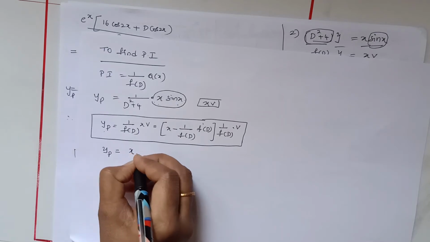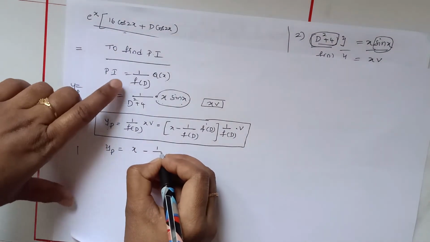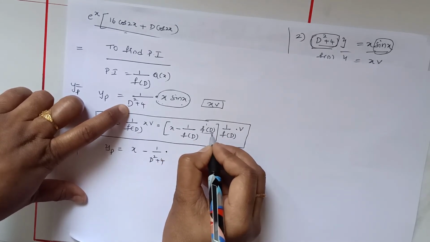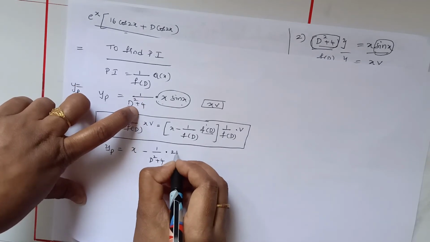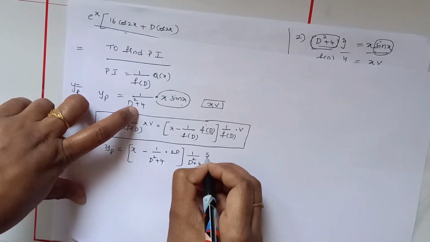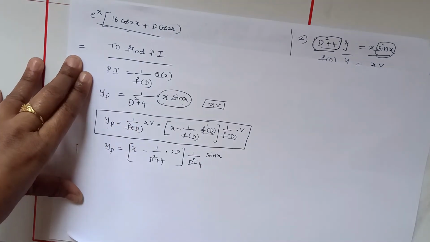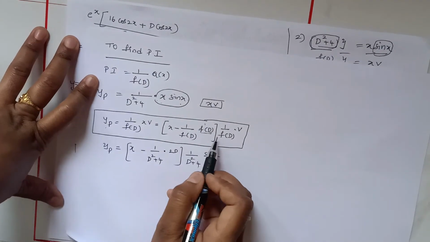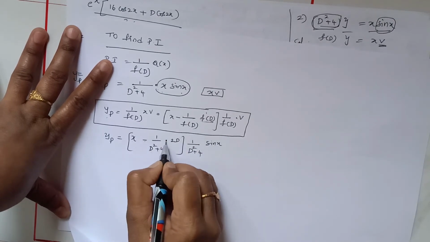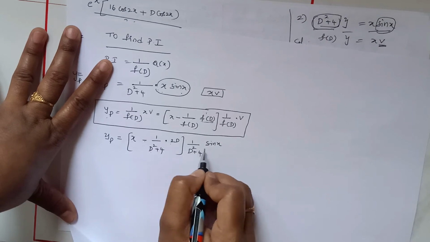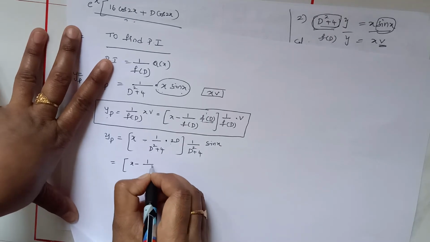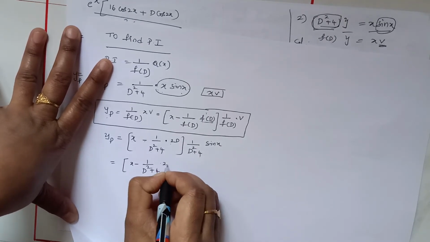x as it is, minus 1 by f of d, here d square plus 4, into f dash of d, the derivative of f of d, that is 2d, into 1 by d square plus 4 into sin x. I have applied values in this formula. I have substituted x minus 1 by d square plus 4 into f dash of d, that is 2d, into 1 by d square plus 4 into sin x. This is equal to x minus 1 by d square plus 4 into 2d.